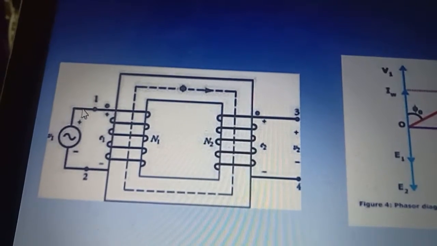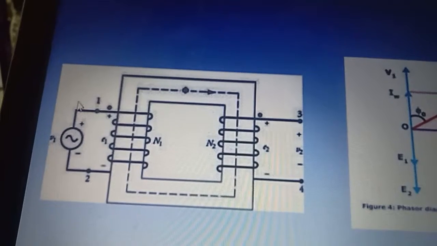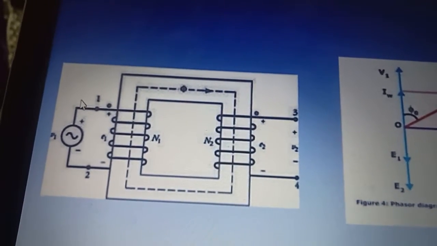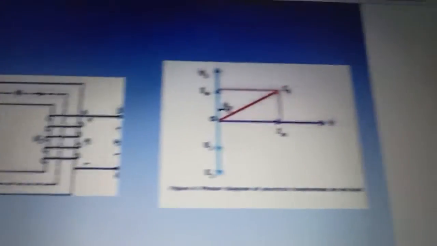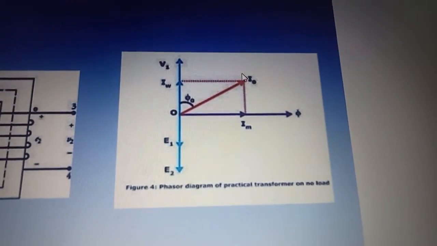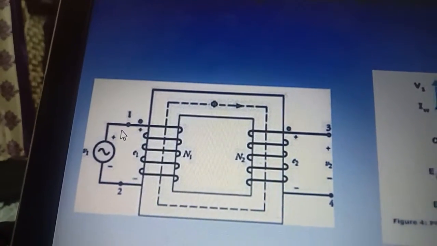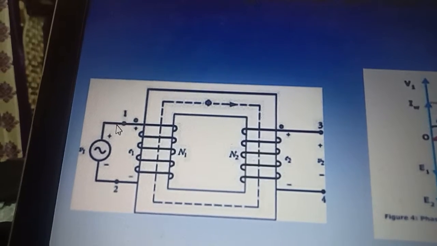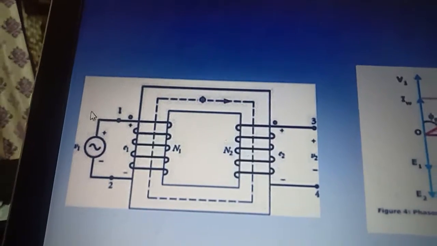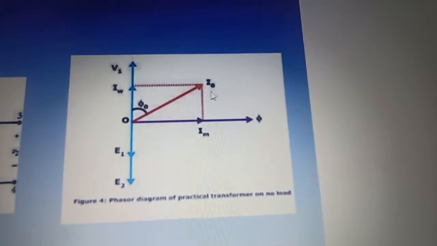That increased current from the primary when load connects is called the load component of primary current. So the primary current has two components. One is the load component, another one is the no load component. So why is this mentioned as I0 only? Because this primary is supplying only the no load current. The primary is not supplying any load component current, but only the current called no load current. That's what I0.